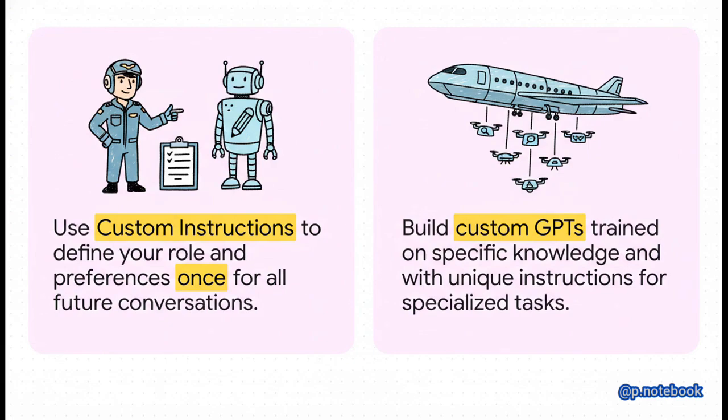On one side, you can set standing orders using custom instructions. This is where you tell ChatGPT about your role, your preferences, and how you like things formatted, and it remembers that for every future mission. But then, you can go even bigger and build a whole fleet of assistants by creating your own custom GPTs, each one trained on specific knowledge for a very specific job.